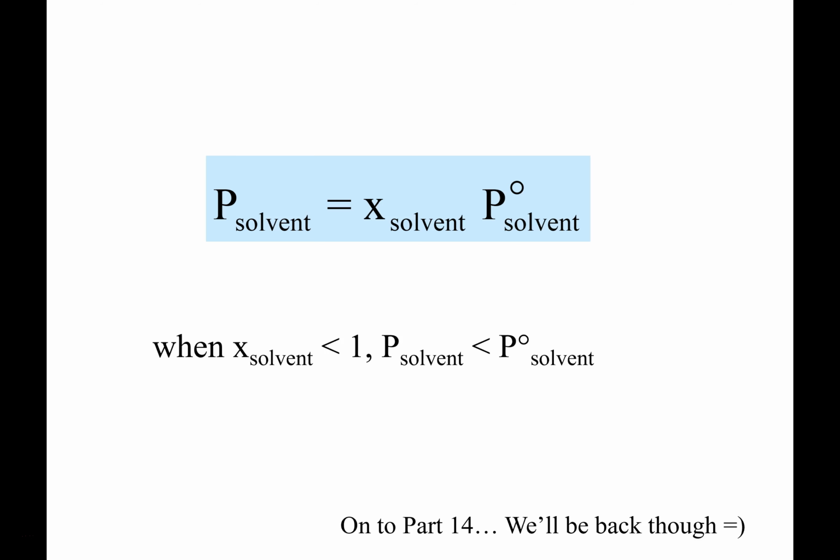So, the mole fraction of the solvent, you can't get any higher than 1. And the more solute you add, this number is going to become smaller, and then you're multiplying it by the equilibrium pressure as it was at its pure state. So that means that the equilibrium pressure of the solution will get smaller. That's Raoult's law.